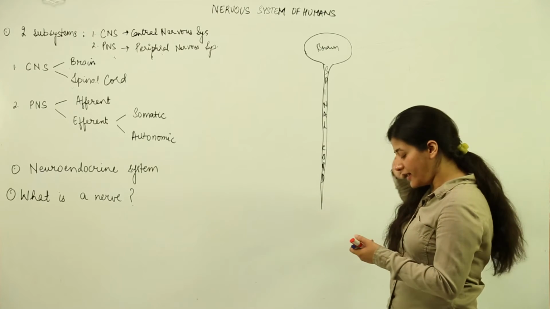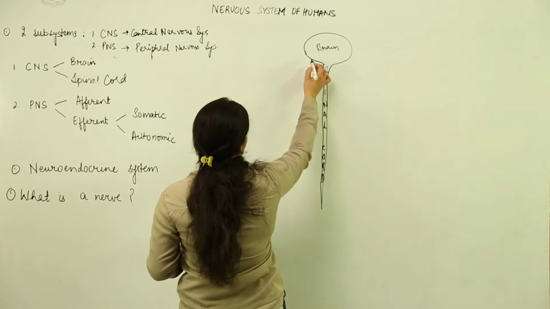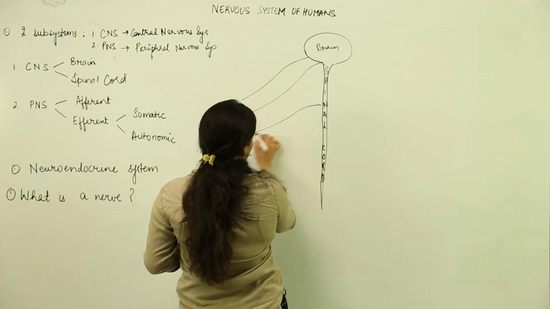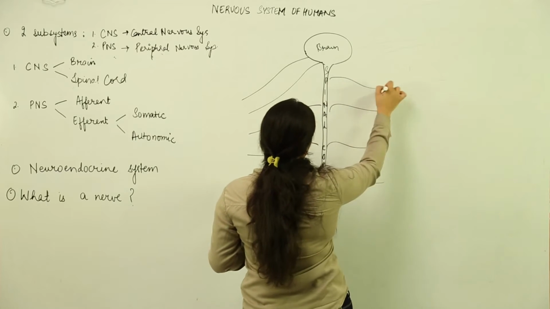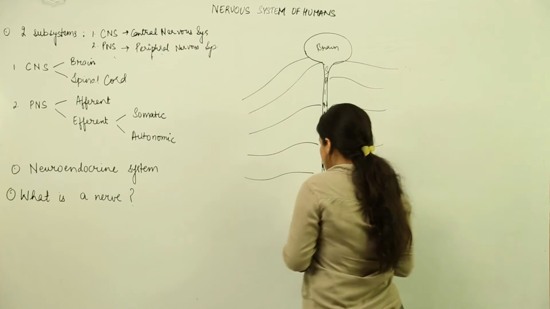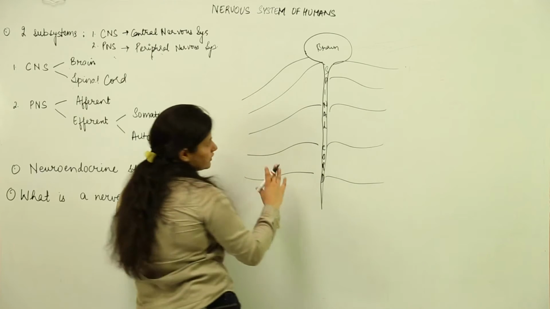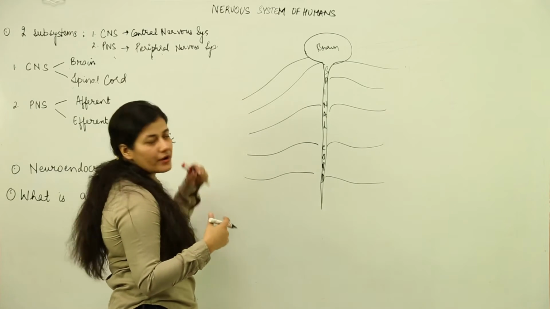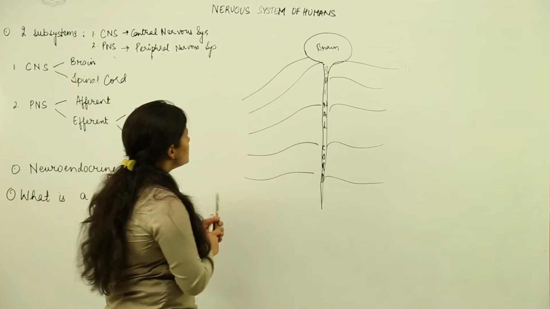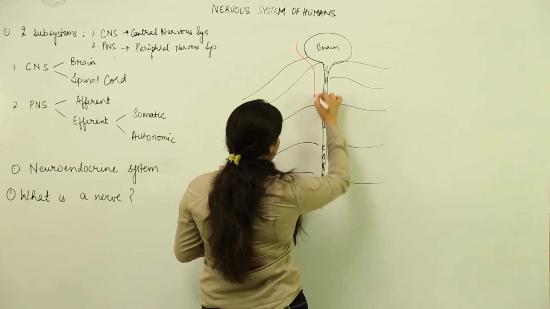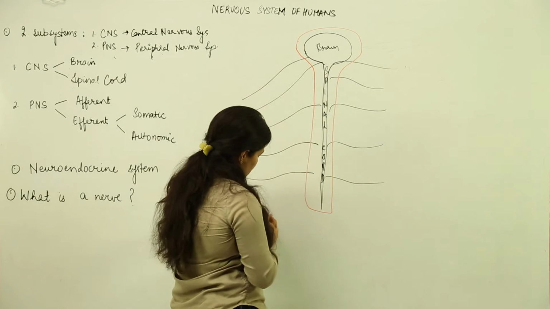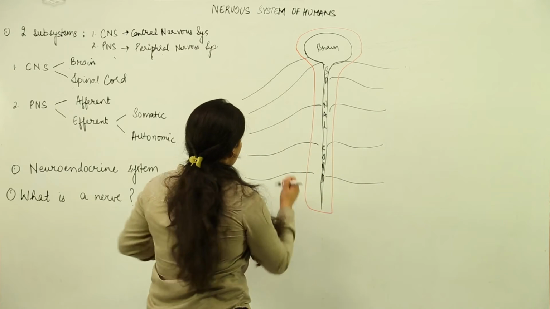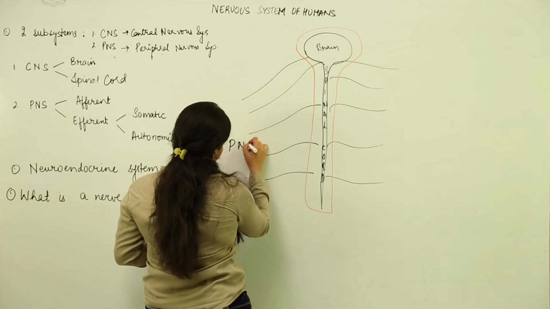Now this brain and spinal cord give rise to many nerves which are present inside the body and innervate many systems, that could be the visceral systems, that could be the skeletal system, and they comprise the peripheral nervous system. So the central nervous system, the CNS, is represented by these two parts, and the rest of the nerves which arise out of these represent the peripheral nervous system.